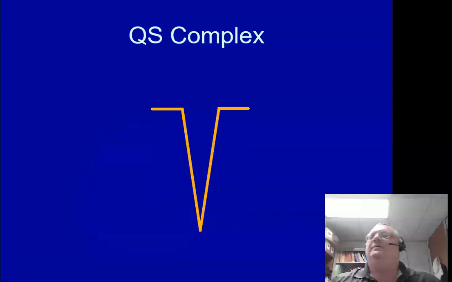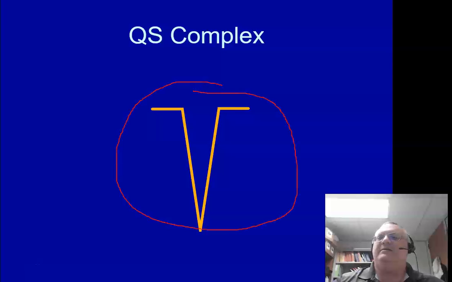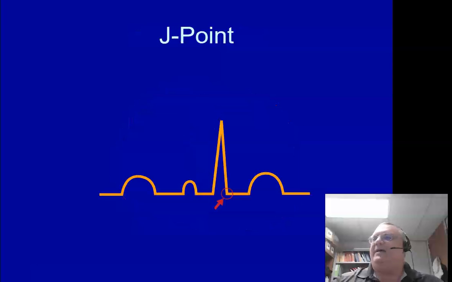The QS complex is one of the patterns that can be formed, and we've got to be really careful. This is a normal thing that we can find, but it usually means there's some sort of damage. It's equivalent to a really wide Q wave, by the way. So just be aware of that.